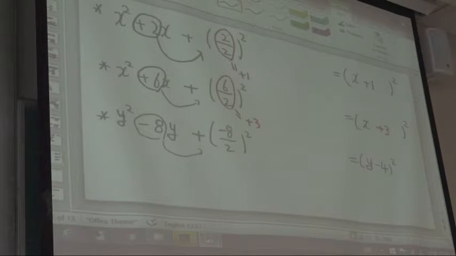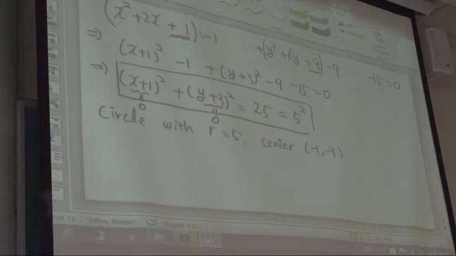So when you add the number, we subtract the same number to keep the equality. When you add a plus 9, we subtract the constant 9 again. And then this part is a complete square, and this part is also a complete square. So let's do some more examples.